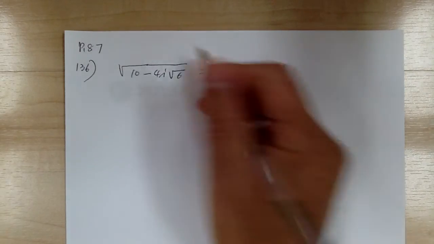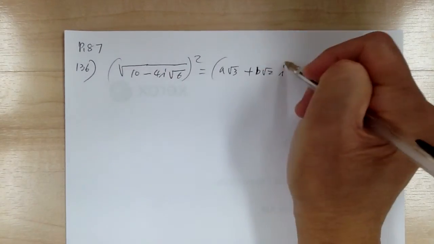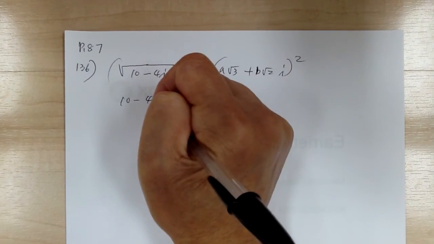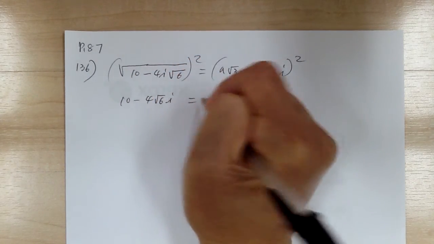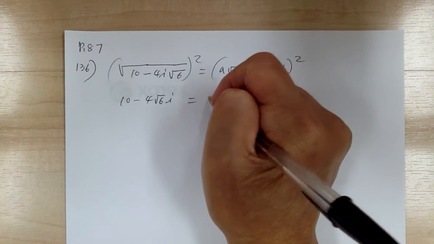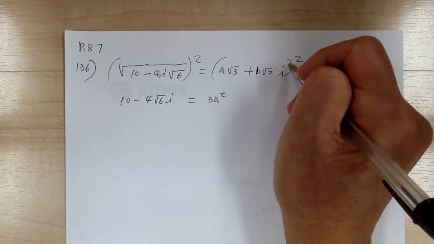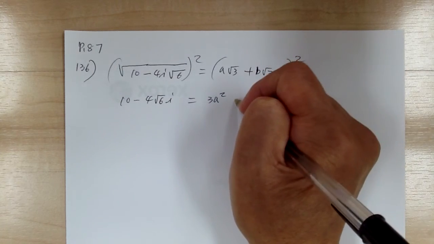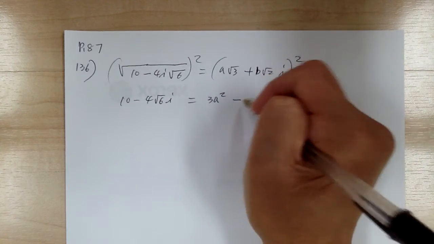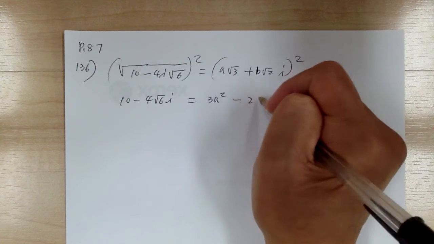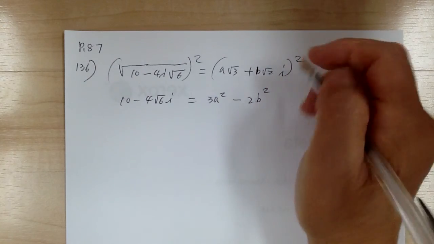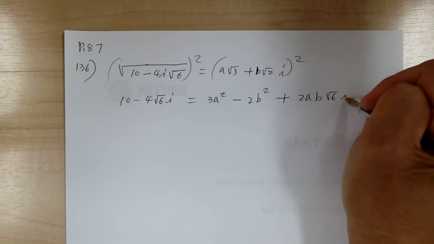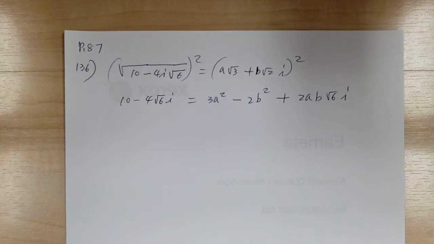So set that, and then you have to square both sides. You're going to get 10 minus 4, I'm going to put an i in the back, equal to, square this one, you're going to get 3a squared. Square this side, now you have to be careful. You're going to get minus, since i squared is minus, 2b squared. The middle term is going to be plus 2ab square root of 6i. So multiply all this together, you get that.